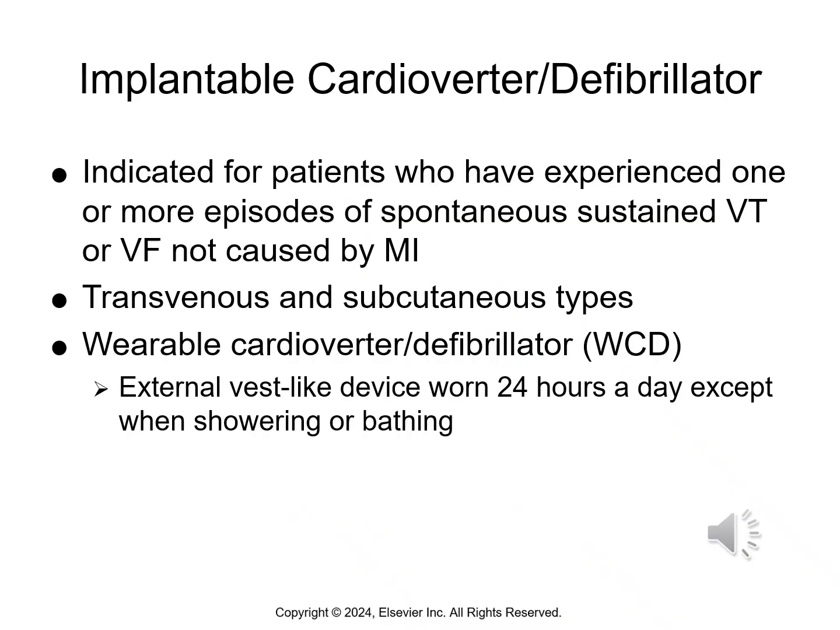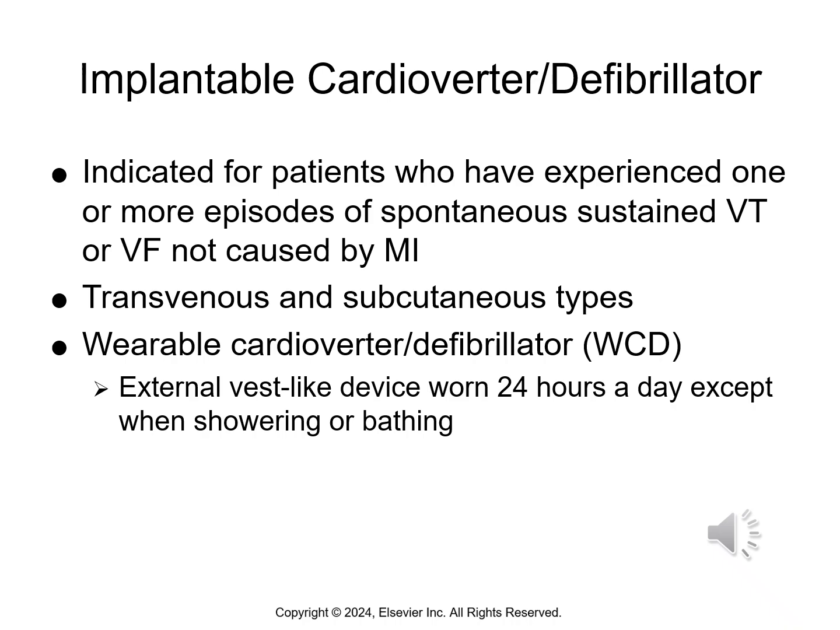The implantable cardioverter defibrillator, or ICD, is indicated for patients who have experienced one or more episodes of spontaneous sustained ventricular tachycardia or ventricular fibrillation not caused by a myocardial infarction. Collaborate with the physician and the electrophysiology nurse to prepare the patient for this procedure. Two types of lead systems are available: transvenous and subcutaneous.